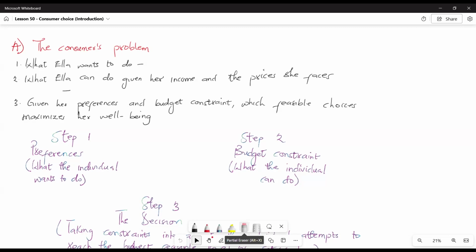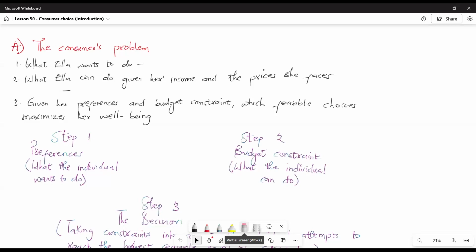Let's consider a typical consumer named Ella. Like everyone else, her main problem is that her resources are limited relative to her desires. In other words, she does not have enough income or time to consume every commodity that she would possibly want. So the question here is, how should Ella make a sensible decision in the presence of such scarcity?